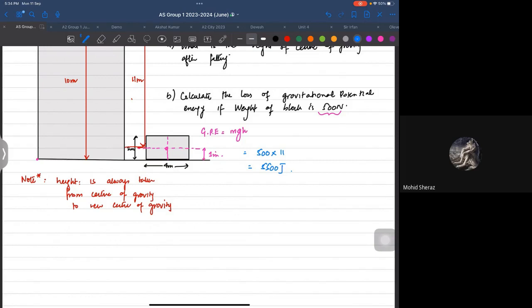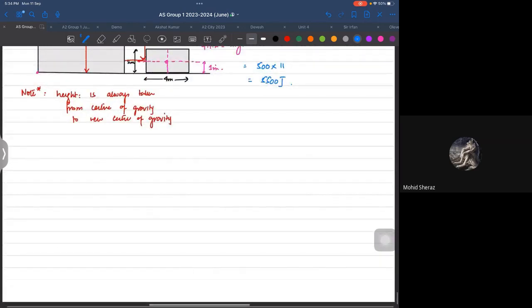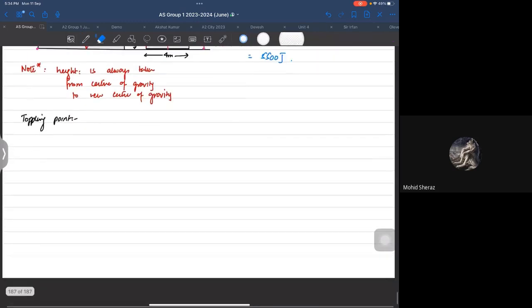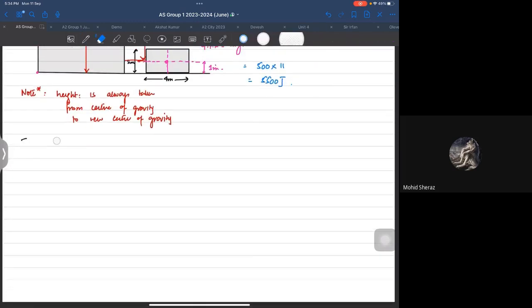Okay. So next, you have to look at the toppling point. Now, toppling point is another important factor that we need to look at when you're judging with center of gravity. For example, if there is an object. Oh wait, this is not good. I don't have space. I gotta go to the next page.